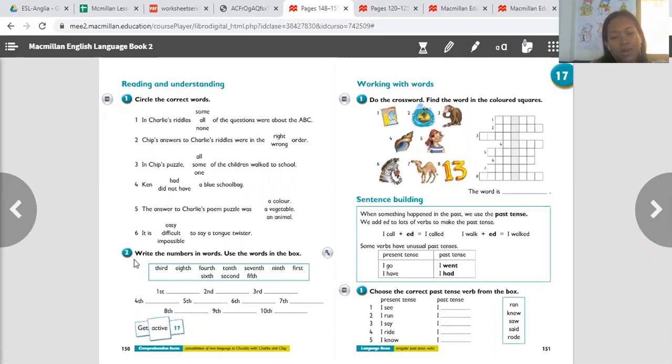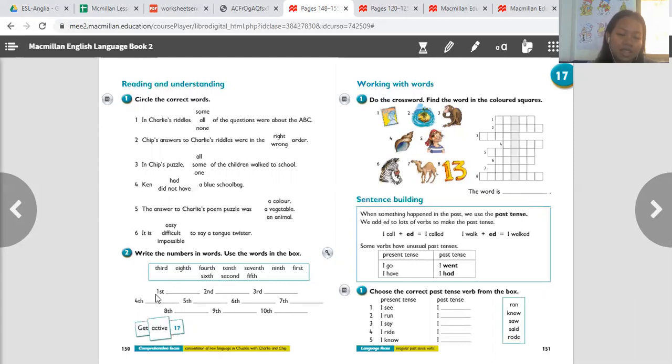Let's come to part 2. Write the number in words. Use the word in the box. Third, eighth, fourth, 10th, 7th, 9th, 1st, 6th, 2nd, and 5th. This is the ordinal number, which means you have to put it from number 1 to 10, but you say it in ordinal number, in order, from the 1st to the 10th.